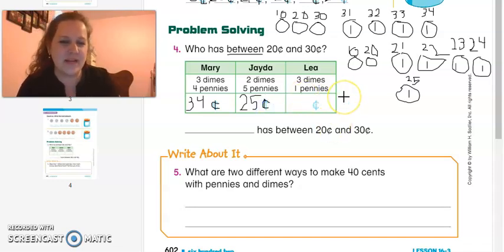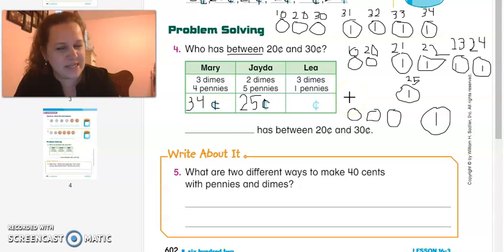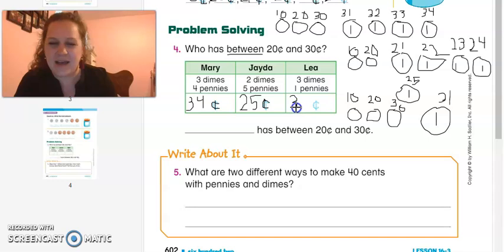All right, our last friend that we're going to count is Leah. So let's see if we can fit Leah right down here. She's got 3 dimes and only 1 penny. All right, so again, we count by tens for our dimes. We're counting on as we count them up. 10, 20, 30, plus one more, 31. So Leah has 31 cents.